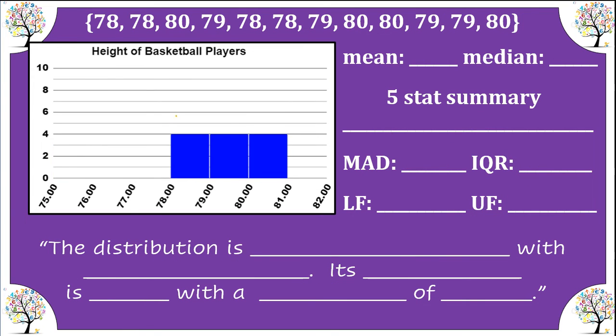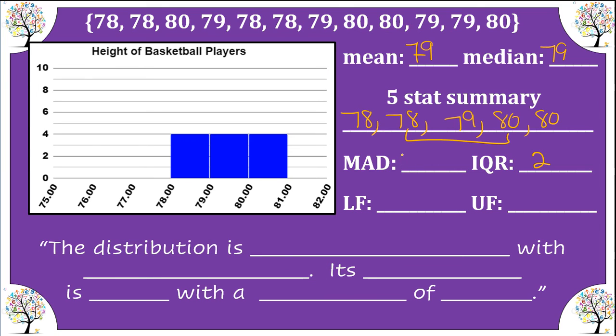Now let's take a look at our last example. Height of basketball players, we can see it's pretty uniform. And so when we calculate this, our average height is 79. Our median is 79, and that makes sense. Our 5-stat summary, we have a 78 for the minimum value, 78 for Q1, 79 for Q2, 80 for Q3, and 81 for a max. Our IQR is 2. So the variability is very tight. We don't have a lot of variability.